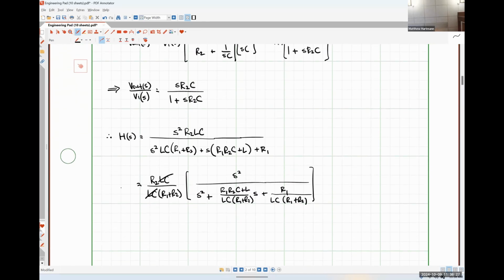So I have this thing, okay? So this is a generic form where I just have some constant value K, which in this case is representing R2 over R1 plus R2, times a numerator that is a polynomial in S divided by a denominator that is a polynomial of S.